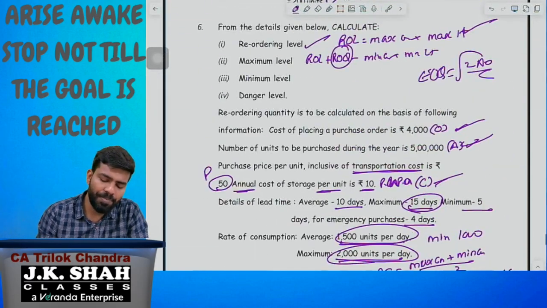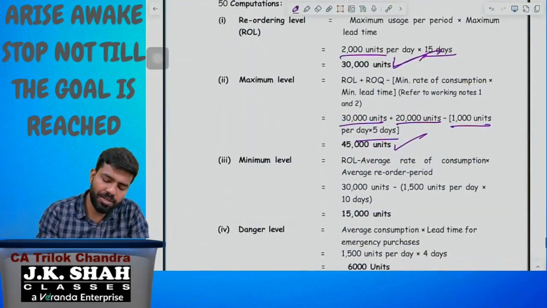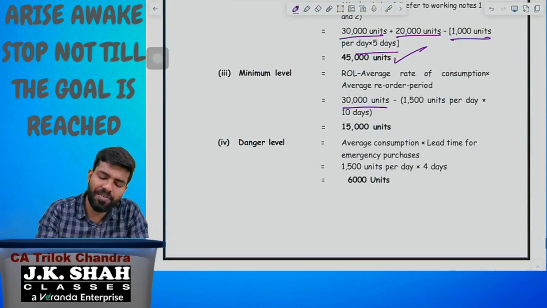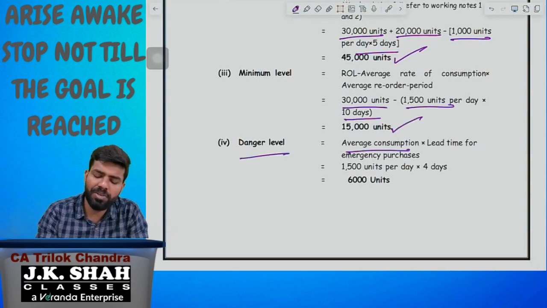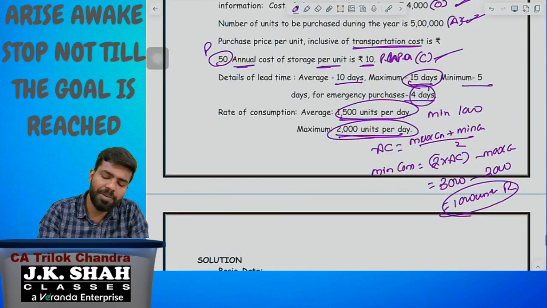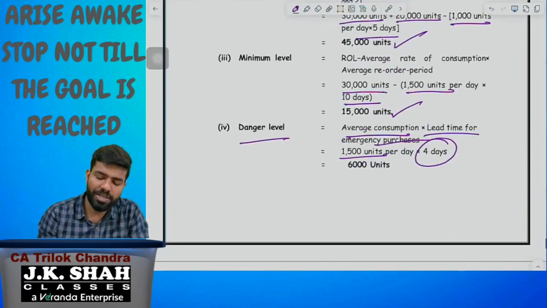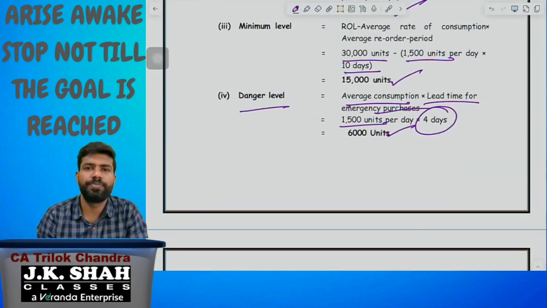Remaining, the minimum level. How to calculate minimum level? Reorder level minus average consumption into average lead time. So reorder level is 30,000. Average consumption into average lead time is 15,000 units. Danger level: average consumption into emergency lead time, or lead time for emergency purchases. Average consumption is 1,500 units per day. Emergency lead time given in the question is 4 days, which is less than the minimum lead time. So 4 days gives 6,000 units. Very simple question. Okay, next.